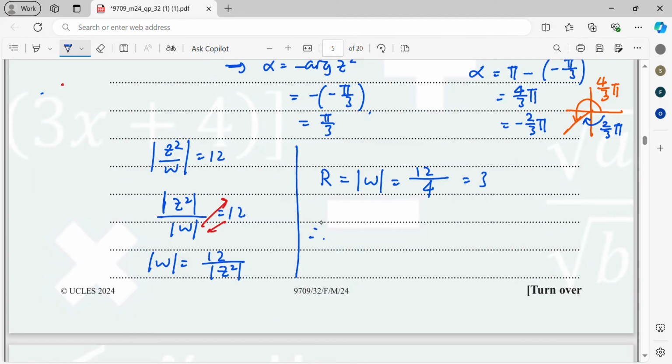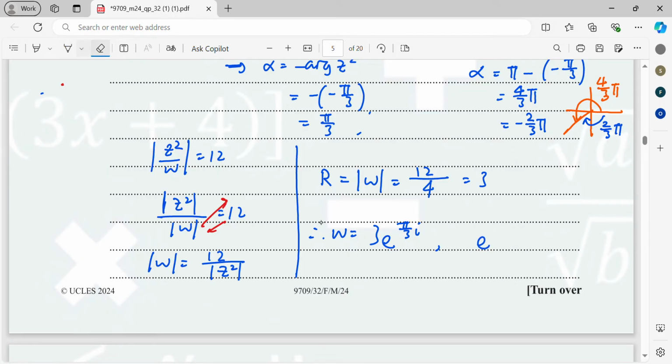So from here, my w or omega equals 3e^(iπ/3). Another one is 3e, and the alpha is a negative value. So 3e^(-2/3 πi).